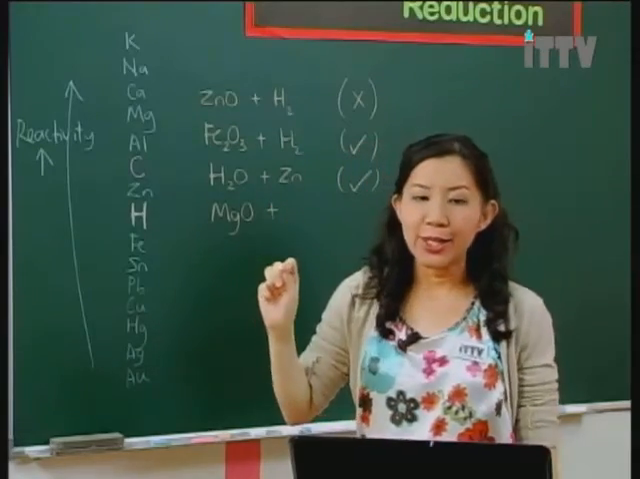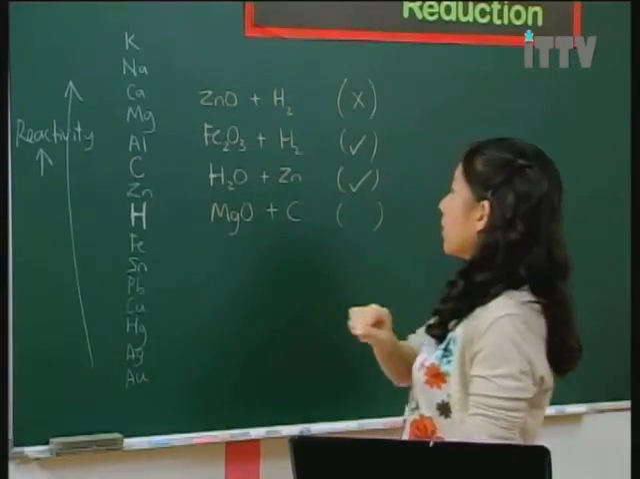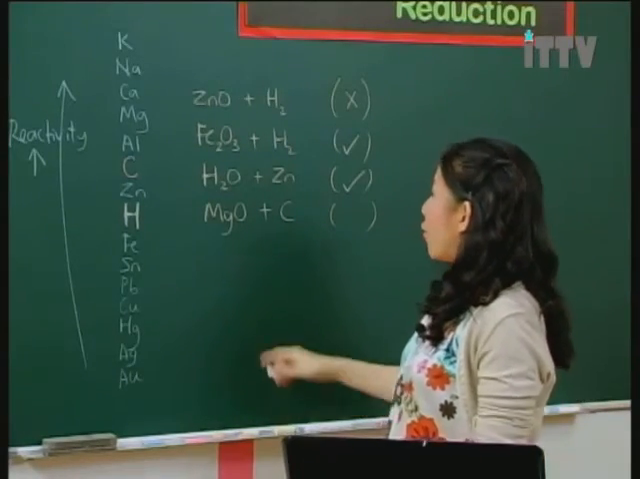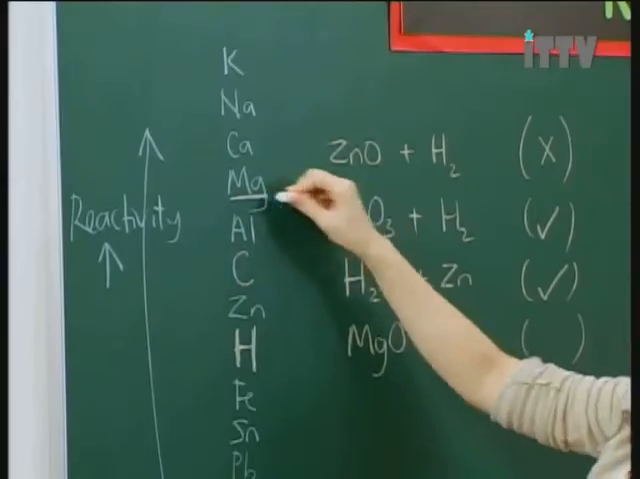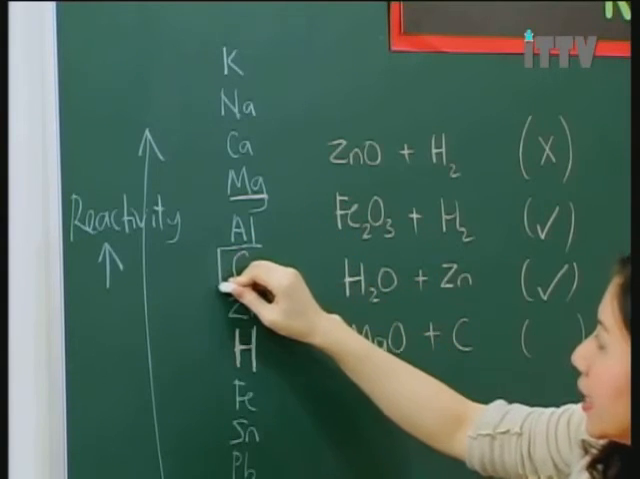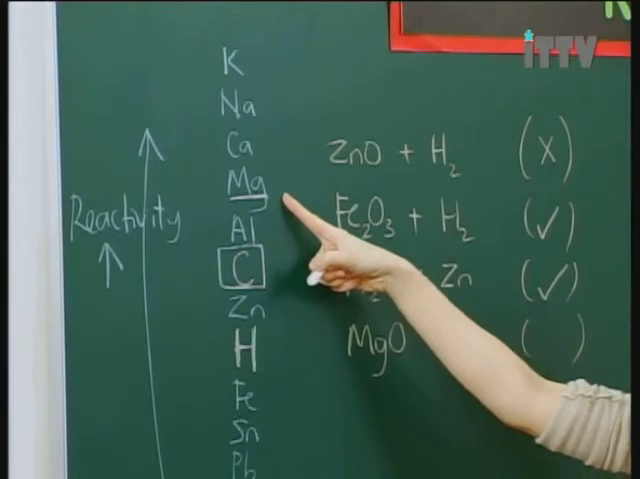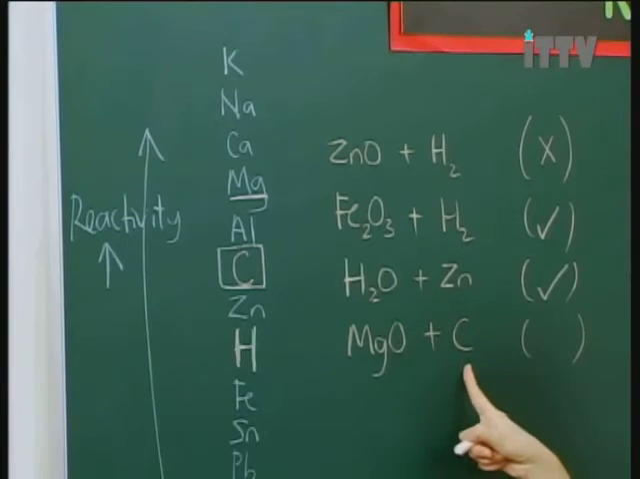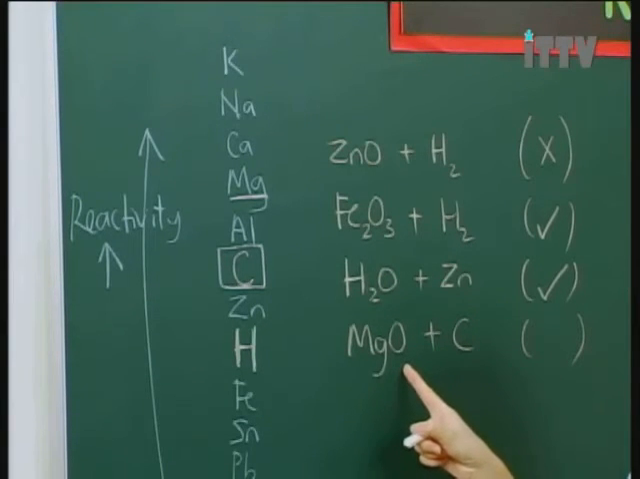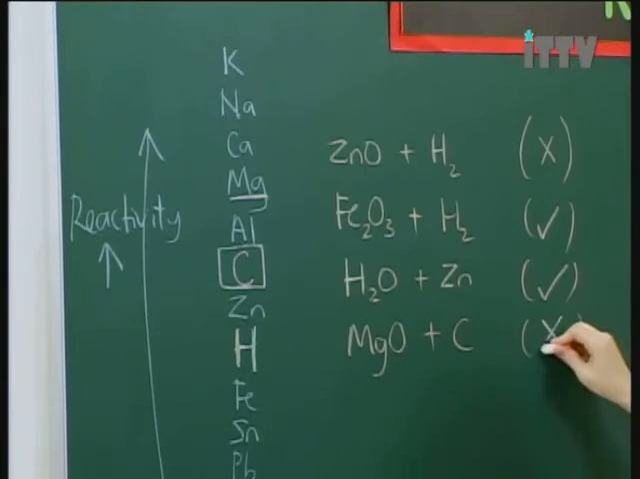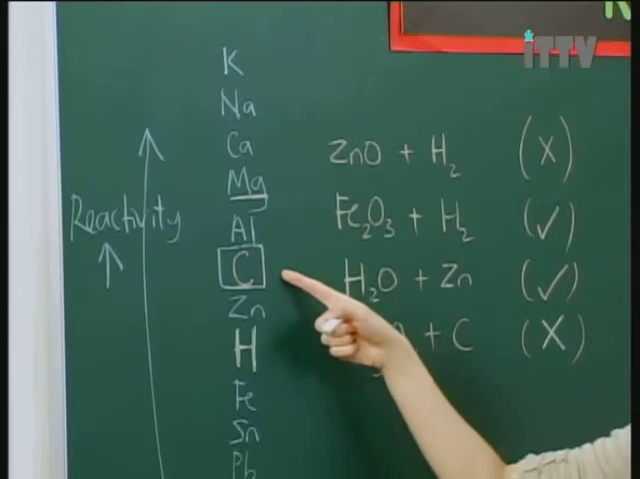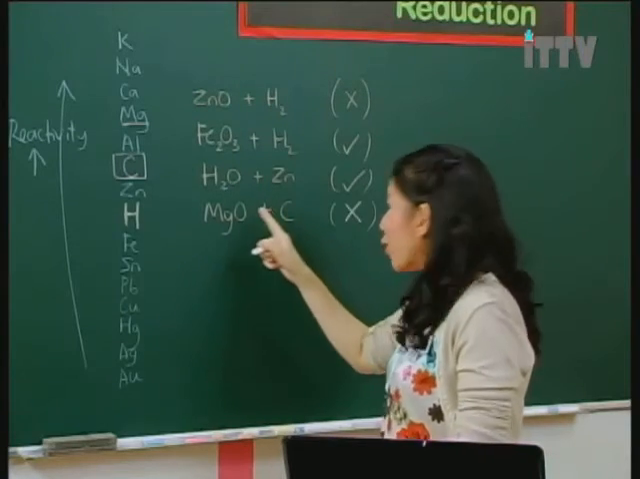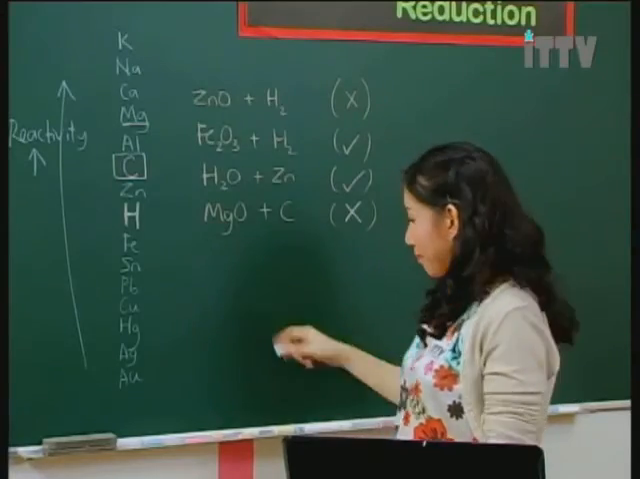Next up, we have magnesium oxide as well as carbon. Let's look at their positions. For magnesium, the position of magnesium is here, and carbon is here. Magnesium is more reactive than carbon, so carbon certainly will not be able to reduce magnesium oxide into magnesium metal. So the answer for this? No reaction will happen because magnesium is more reactive than carbon. So carbon cannot reduce magnesium oxide.